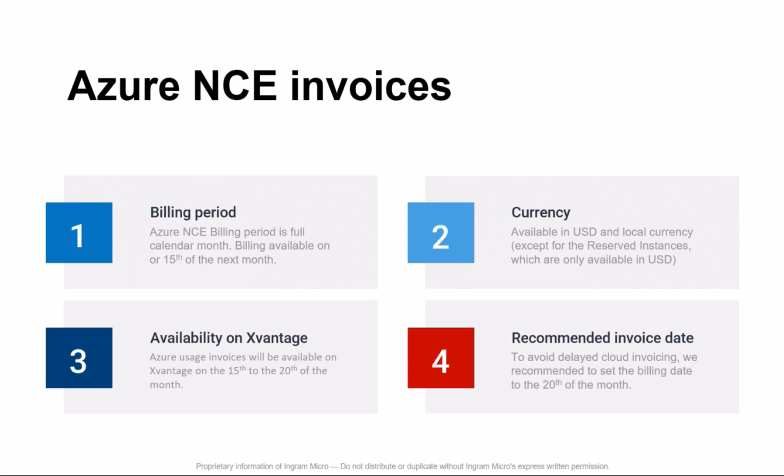If you are using the Ingram Micro invoices to bill your end customers and your invoice date on Xvantage is set before the 15th of the month, let's say the 10th of February, the invoice will exclude cloud costs, and those will be added to your next month's bill on March 10th, which will cause a delay. Hence, we advise to set the invoice date on or after the 20th of the month. And now this is referring to your invoice date on the Xvantage platform.